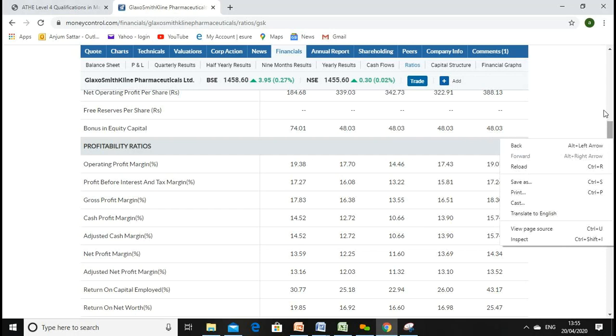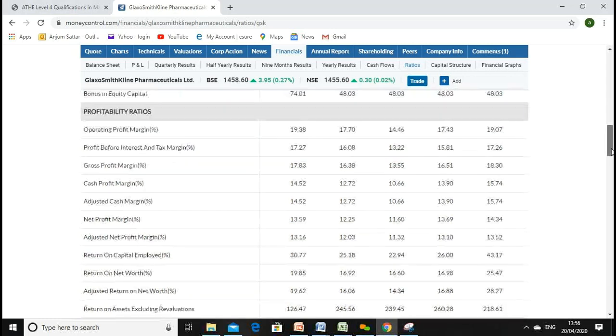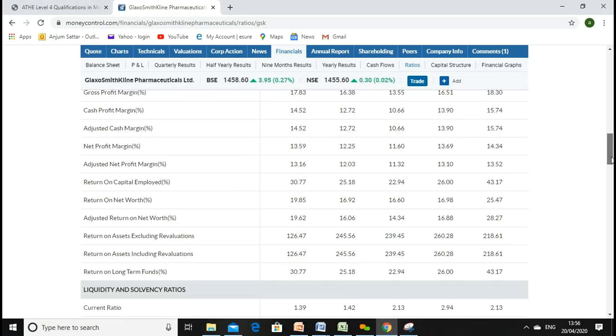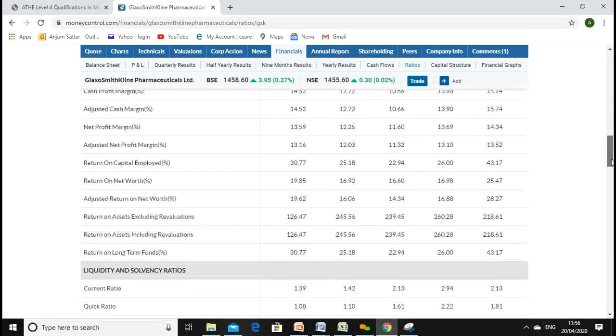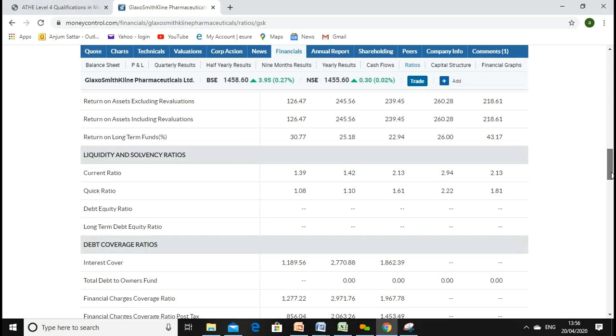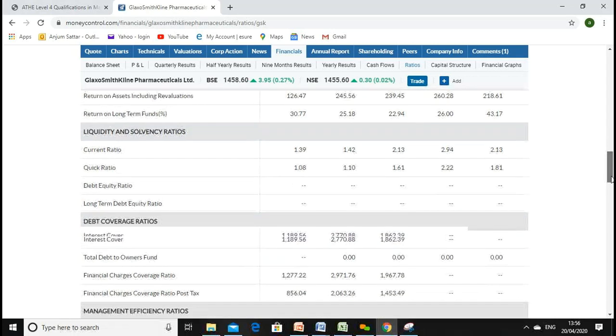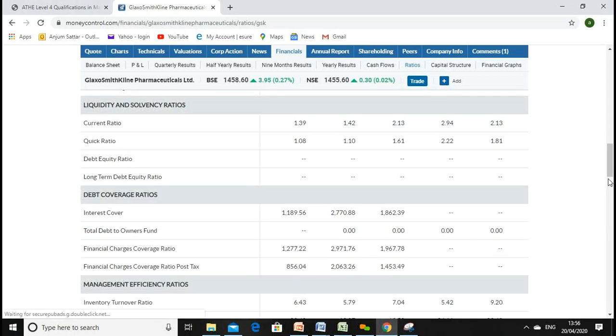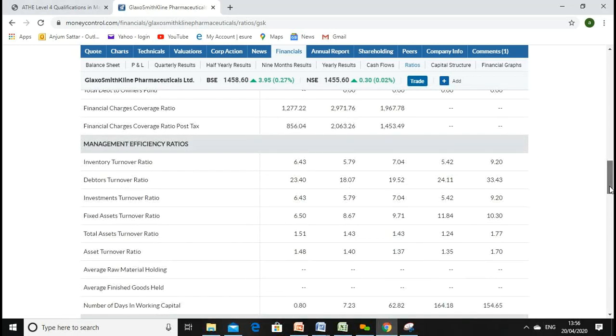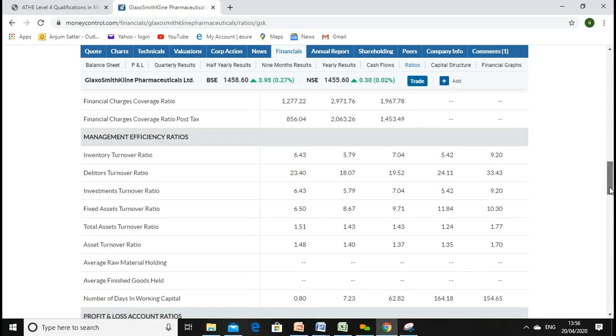So we can look at the profitability margins. What has happened is an increase. When we look, the gross profit margin has increased over a few years, and the cash profit margin has also increased. Return on capital employed increased from the previous year. The current ratio is slightly dropped from 1.42 to 1.39. The quick ratio also dropped. Interest cover ratio also dropped.